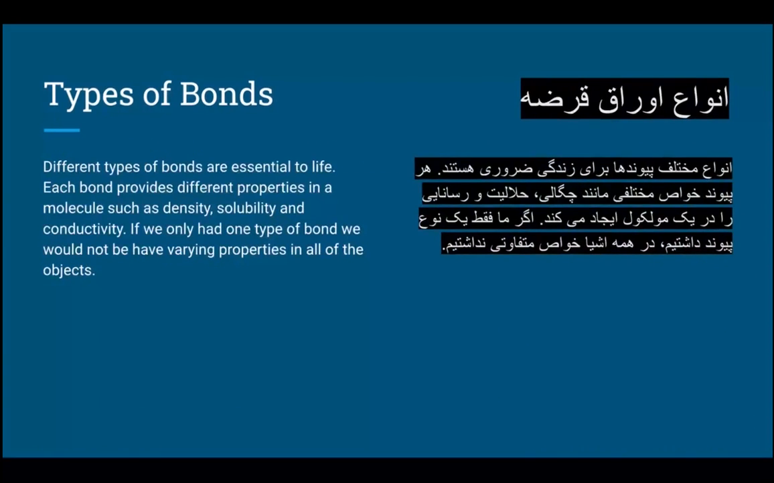So we need different types of bonds because each bond provides different properties to the molecules. For example, the density of a molecule, the solubility of a molecule, or the conductivity of a molecule. We need all these different types of bonds because if we didn't, we wouldn't have varying properties in any of our materials, our objects, or in our life in general.